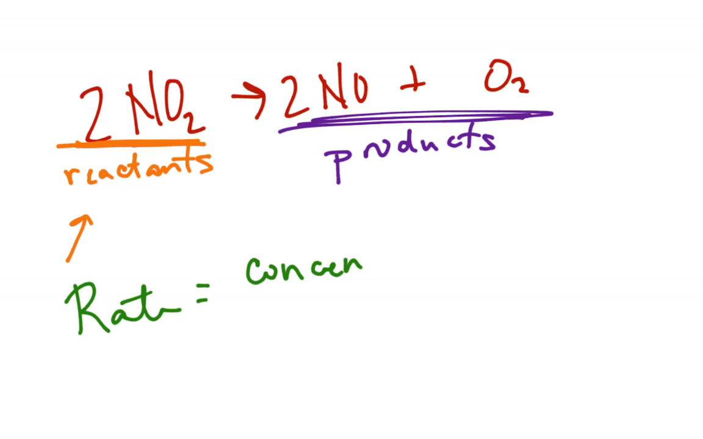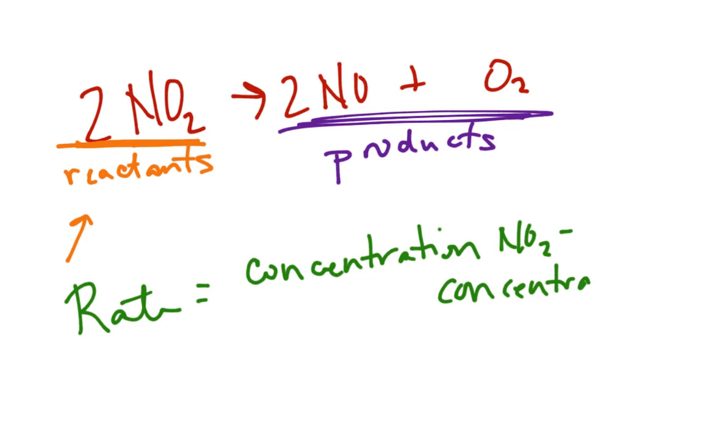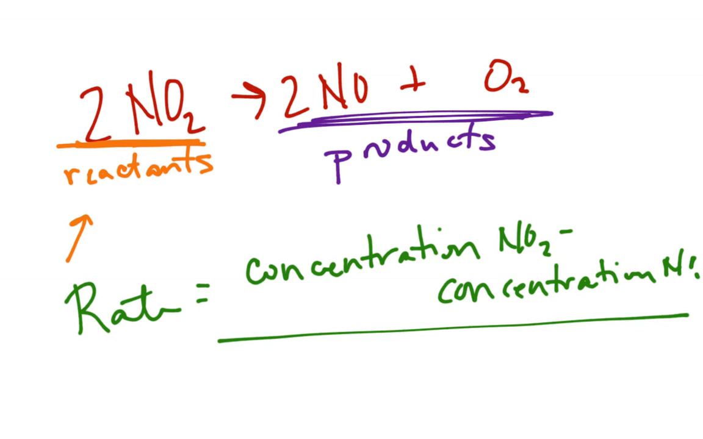concentration of whatever I'm looking at, so in this case of NO2, at one time minus the concentration of NO2 at another time. And we're going to divide that, okay, because it's a rate, so it's going to be an amount over time, by the time that we start to the time that we end. Or rather, the time we end to the time we start, so T2 minus T1.